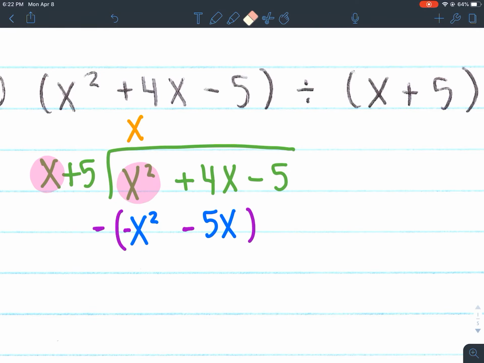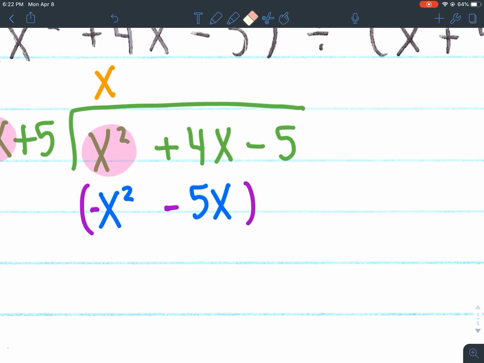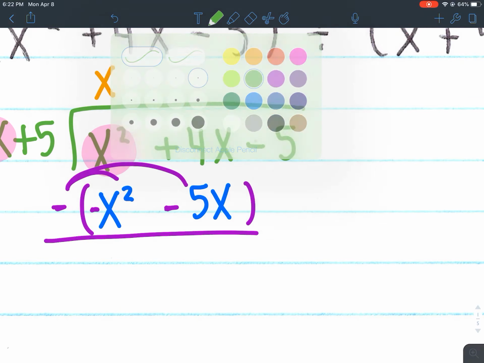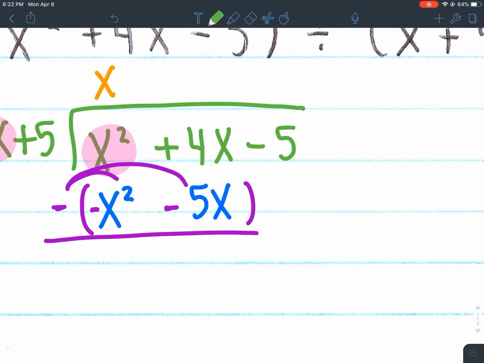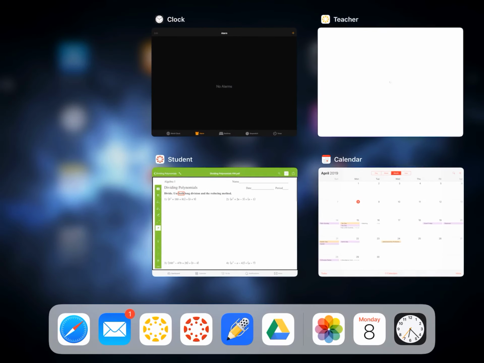So I'm going to get rid of everything else now. So I have this. Or actually, I'll keep it there because, you know, it's our ugly mess. So we're going to continue. X squared minus x squared. Oh, sorry, my Notability froze.